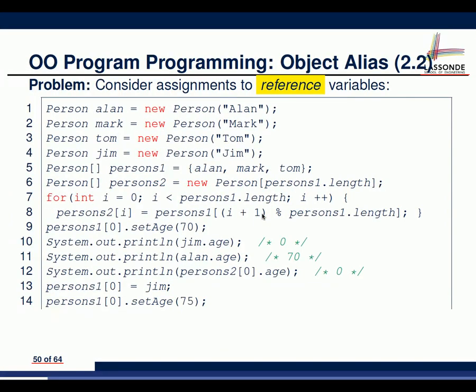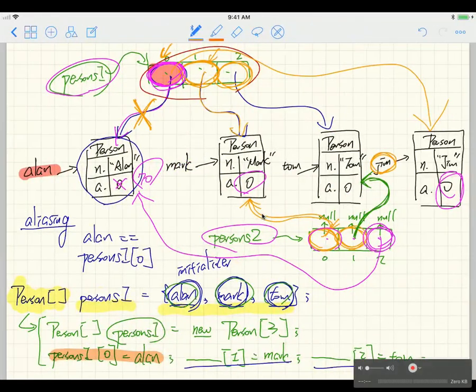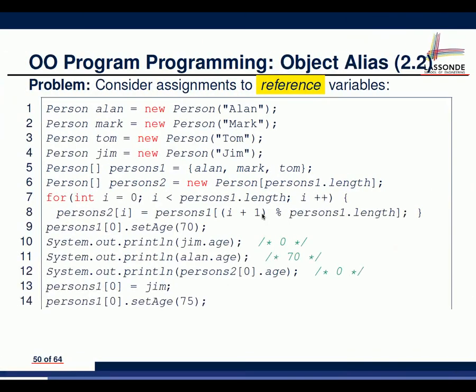Persons[1][0], set age to be 75. So now what are we going to set? Jim, thank you, and set it to be 75. So persons[1][0], which we just reassigned, should now be 75. Good. And now when we say System.out.println(Jim.age), 75. Okay, should be no surprise.